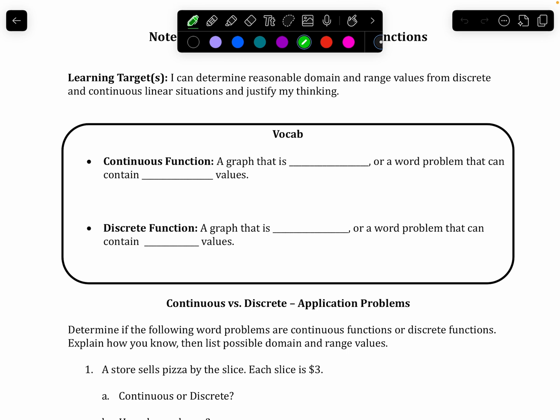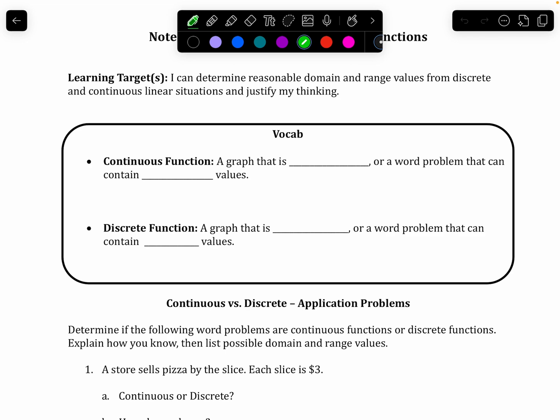We have continuous functions and discrete functions. When we talk about these vocab words and when we look at the examples that we have today, we're going to focus on two different types of each of these functions. We're going to look at what a continuous function is in terms of a word problem and then in terms of a graph, and then we're going to look at discrete problems in terms of word problems and then again in terms of graphs. So when we talk about these vocab words, we're going to talk about both what you'll see in a graph and what you'll see in a word problem. So just keep that in mind as we go through this today.